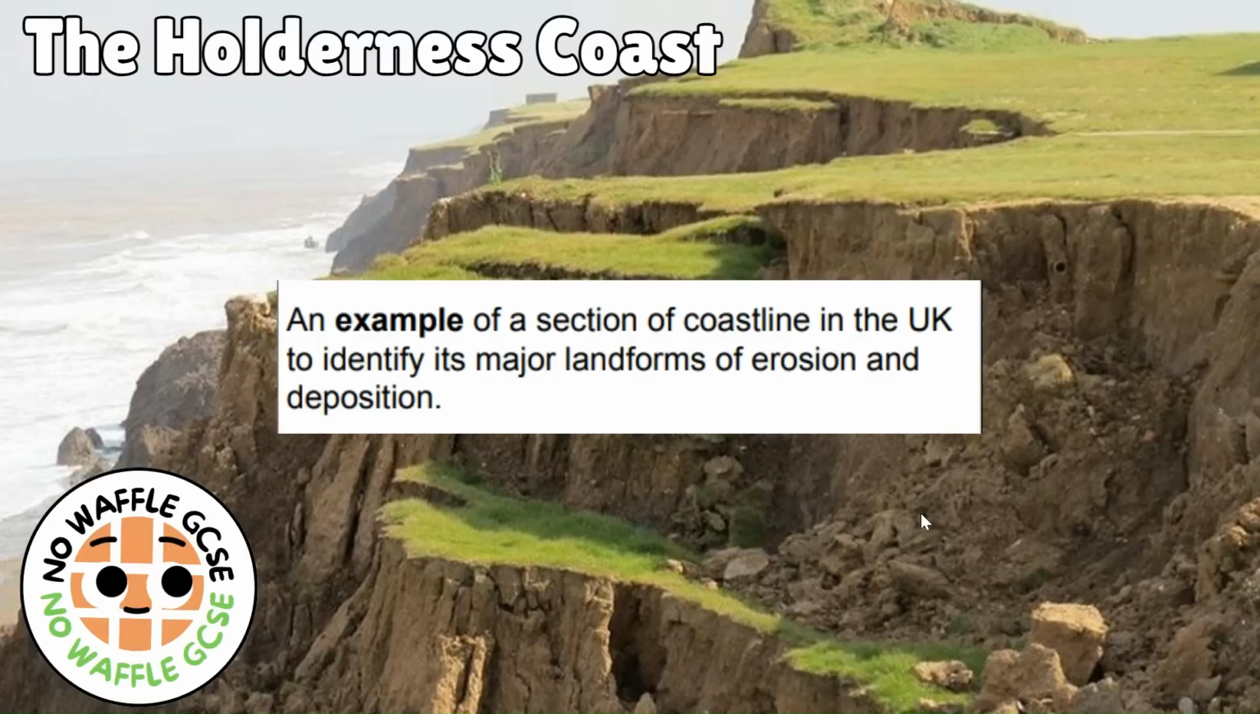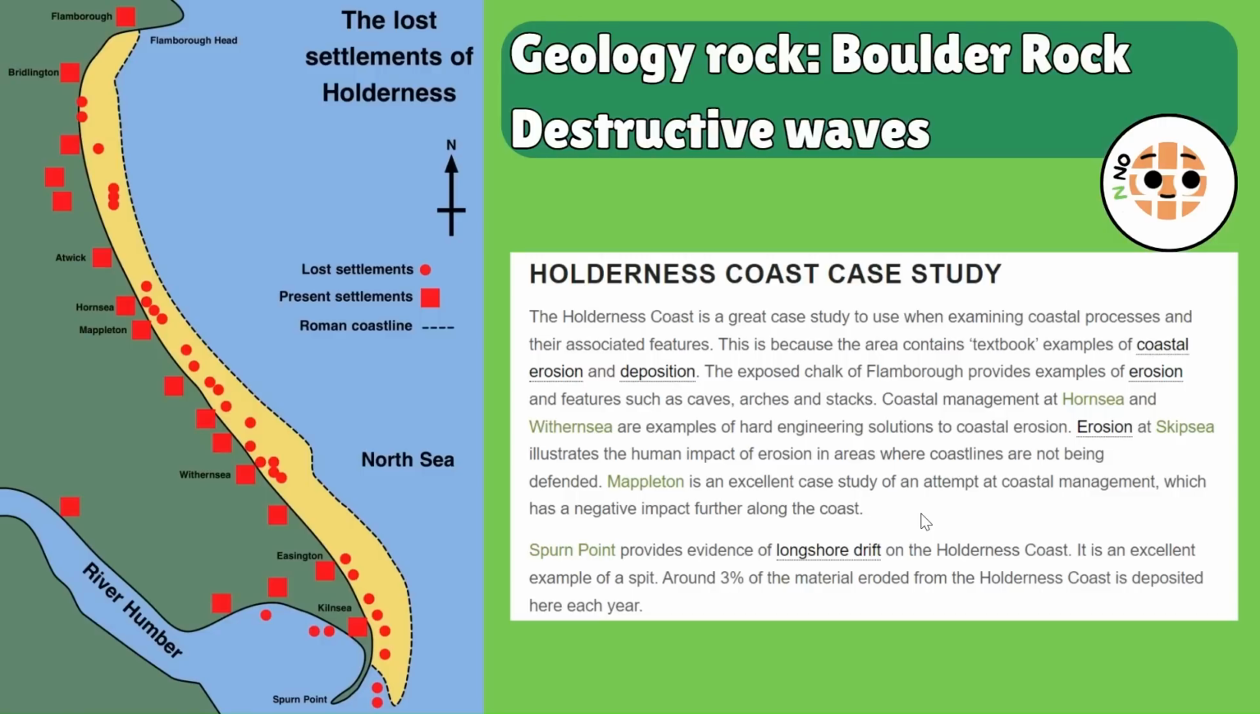The first one is an example of a section of coastline within the UK to identify its major landforms of erosion and deposition. The geology of the Holderness coast is boulder clay, so it's kind of soft clay, and it experiences a lot of destructive waves. A combination of very soft geology and very strong destructive waves means that it's going to definitely face a lot of erosion. So that's why it's a really good case study for looking at coastal processes and features.